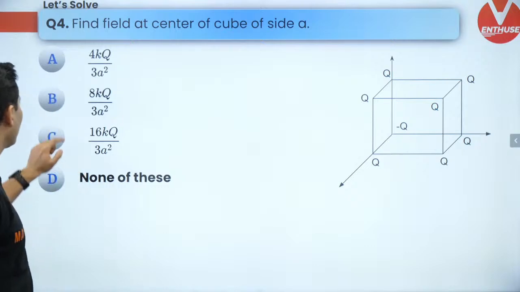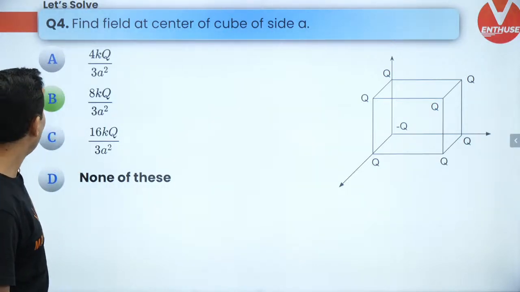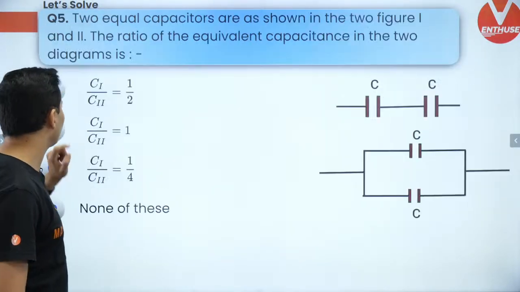That's it. Okay, so that was the answer, guys. All right, so 8q by 3a square, that was the answer.